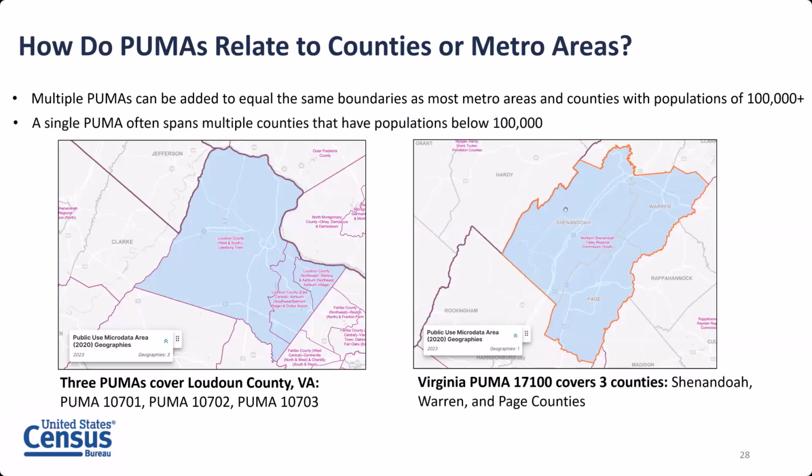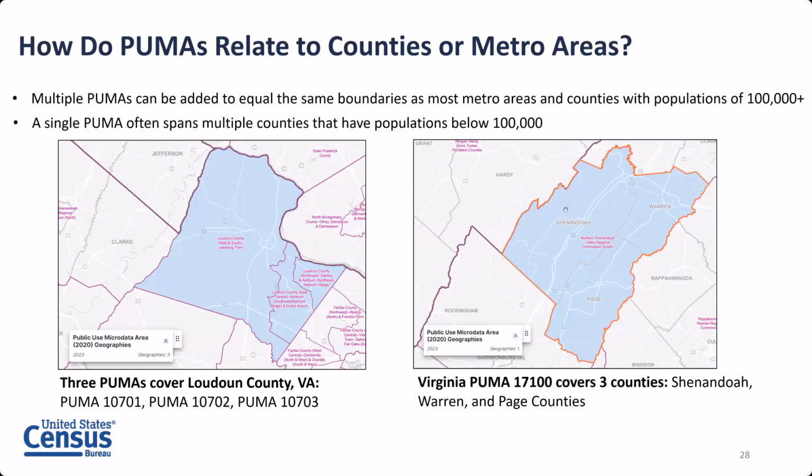And for counties with smaller populations, you'll typically see that one PUMA will span multiple counties. So on the right-hand side, I'm showing an example of a single PUMA that covers completely the counties of Shenandoah, Warren, and Page, Virginia. So this means that for counties and most metro areas and micro areas across the country that have populations of 100,000 or more, you'll typically be able to add one or more PUMAs together to get data at the county or metro area level.